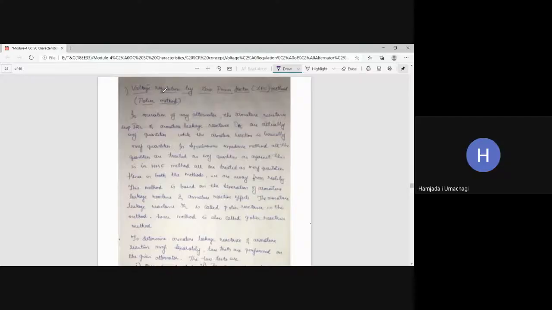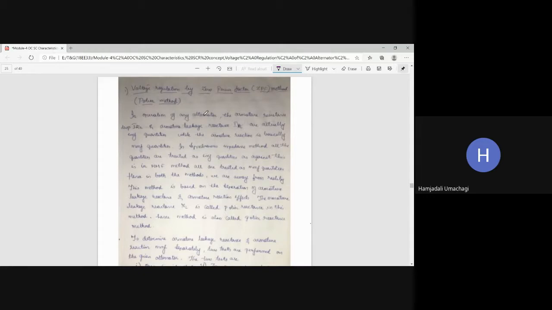This method is also called the Potier triangle method or Potier method, because the person called Potier invented it. Based on that, we call this method the ZPF method, or by the name Potier triangle method or Potier method. Okay. Now let us see the description of this ZPF test.